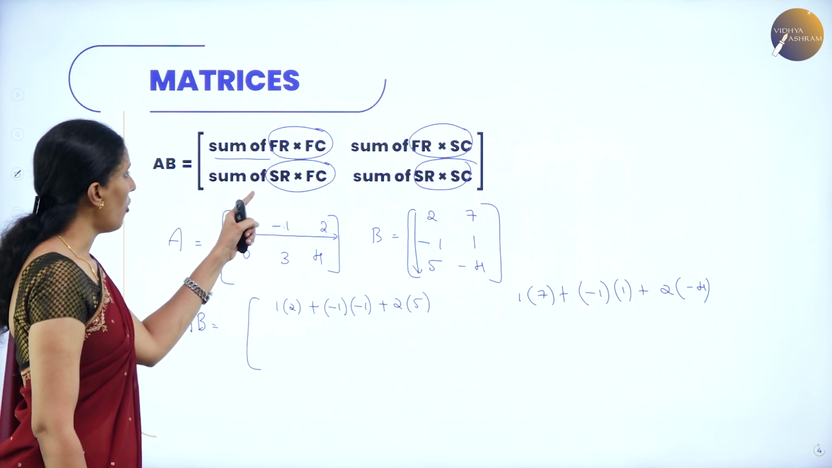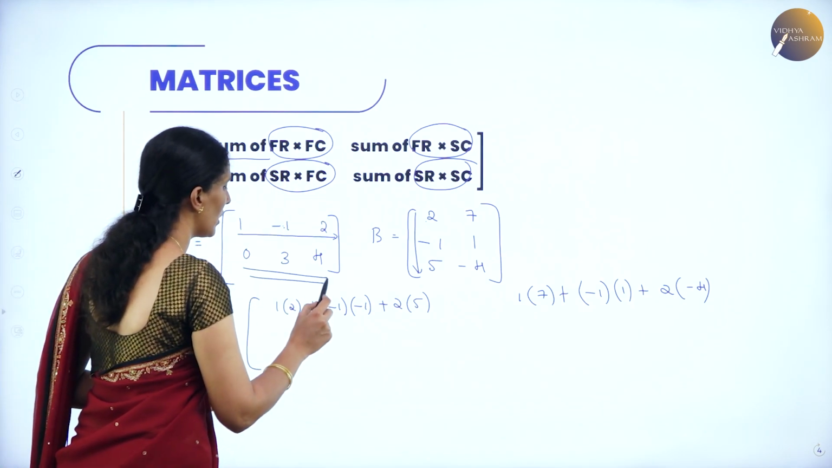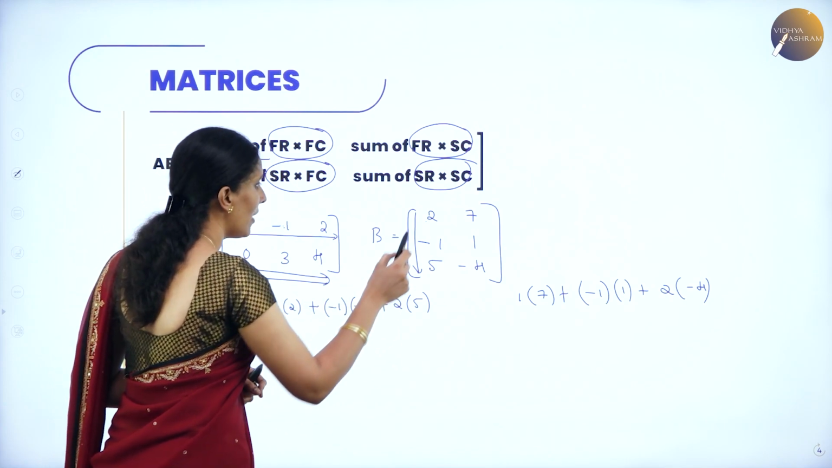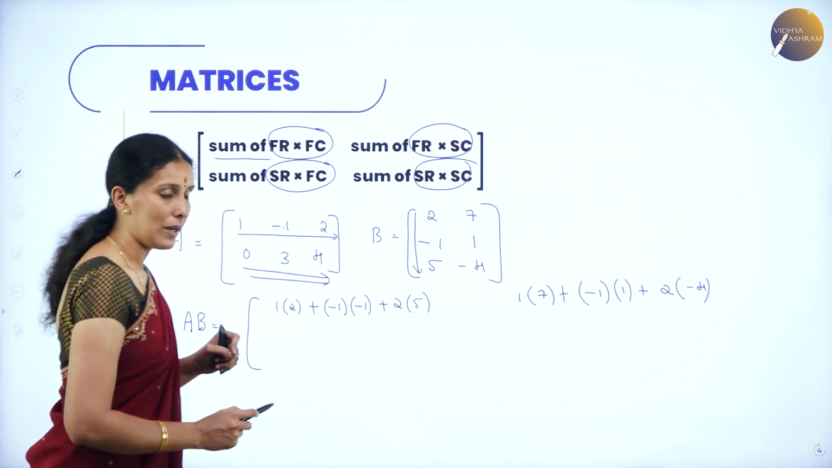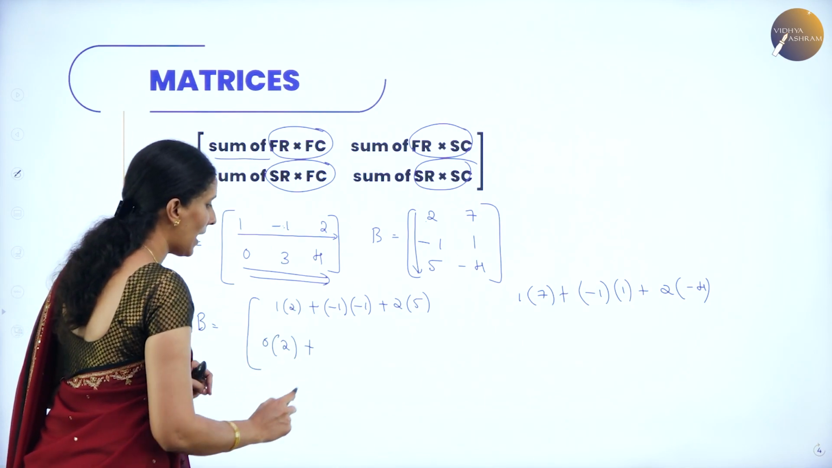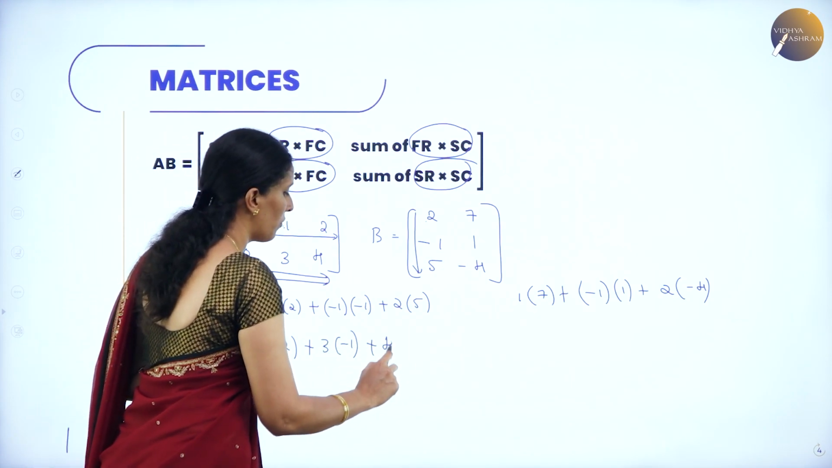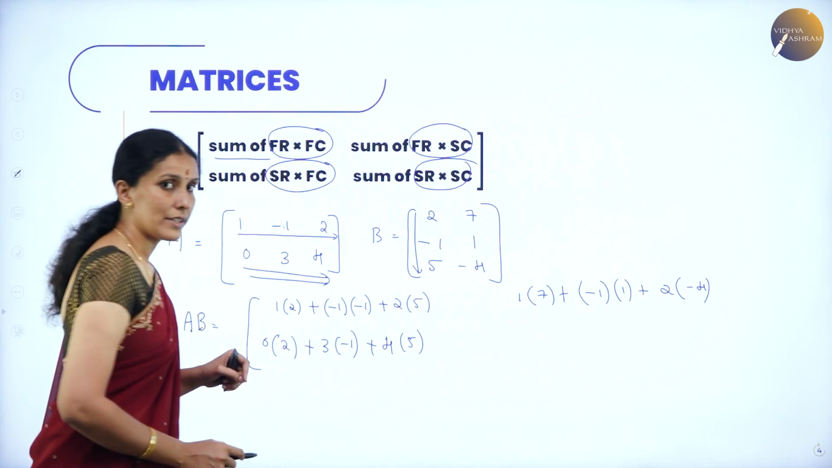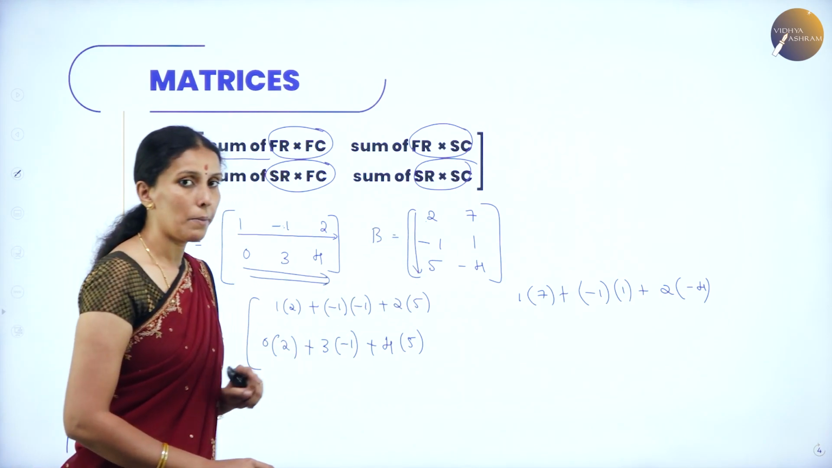Next, we take the sum of second row, first column element. So, this is our second row here. So, take second row with first column. So, second row elements with first column elements. That is 0 into 2, plus 3 into minus 1, plus 4 into 5. Now, this is done. So, we have taken the product of second row with first column elements.